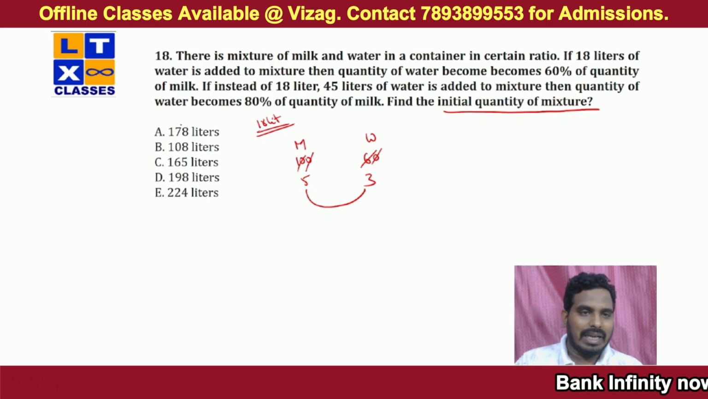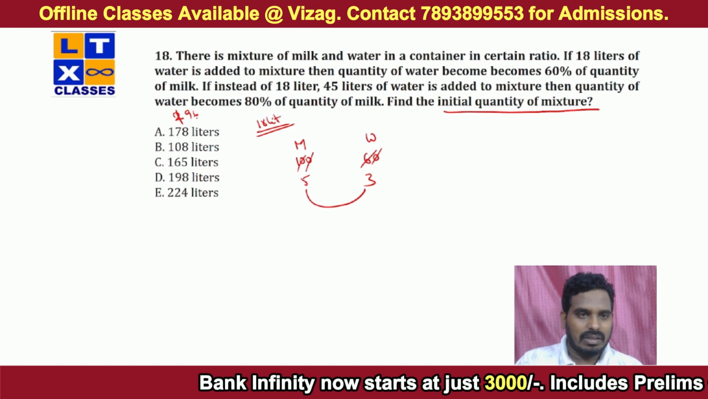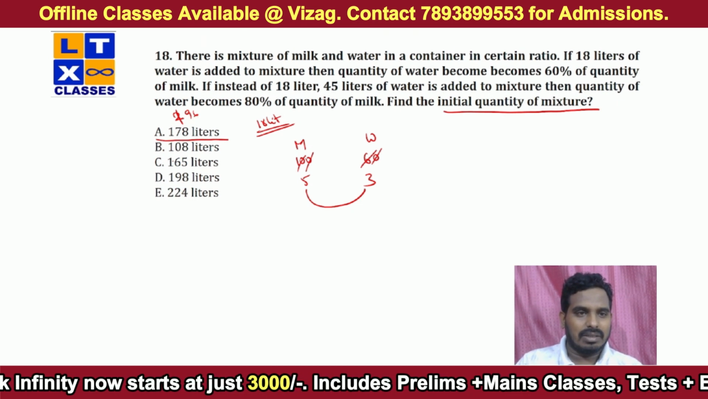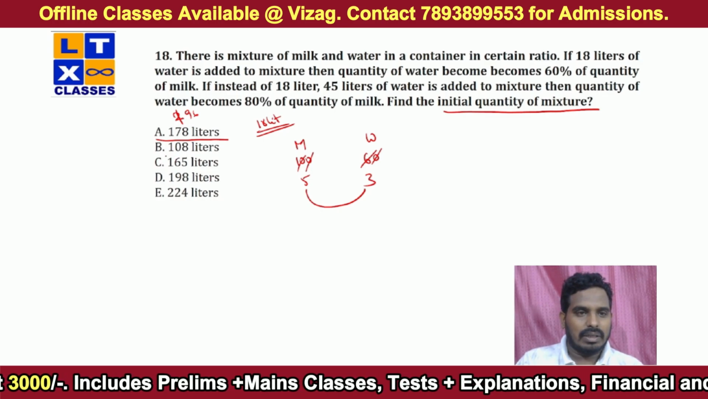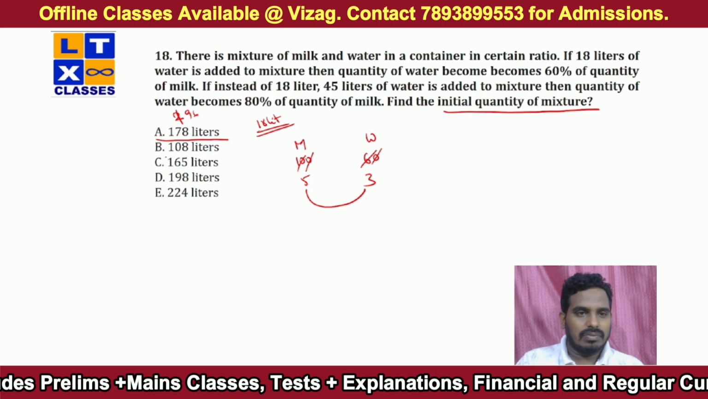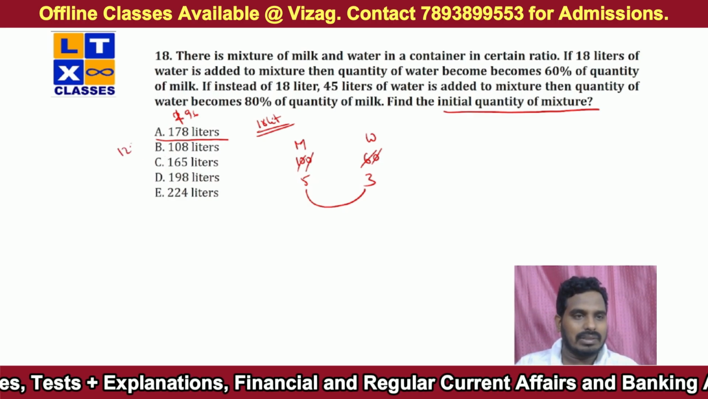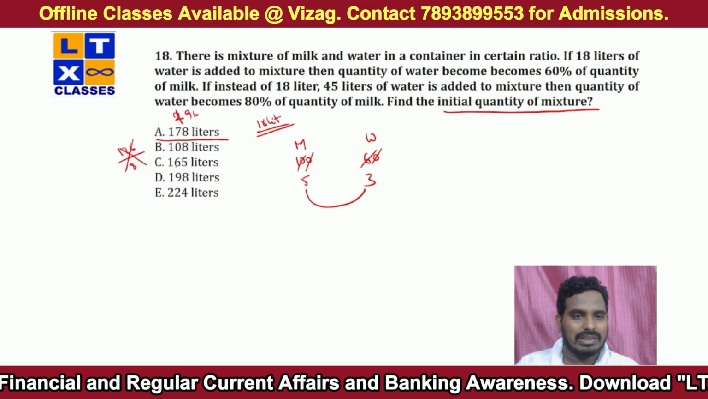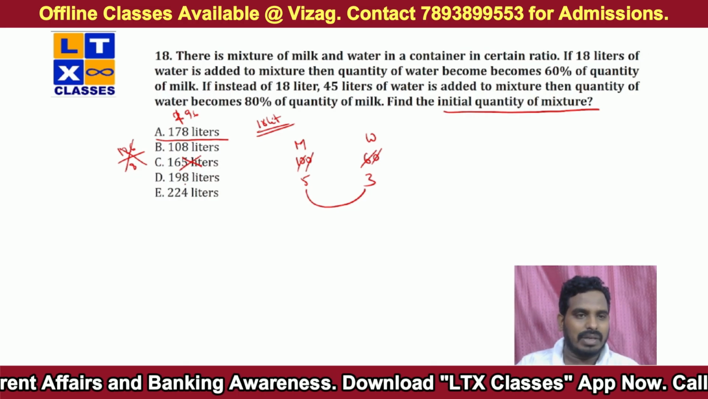So 178 plus 18, this is 196, right? Now, is it an 8 multiple? Yes, it is an 8 multiple. This might be the answer. Now, what about 108? 108 plus 18 is 126. Now, 126 by 8, this is not an 8 multiple. 165 plus 18, it will end up with 3, which is not an 8 multiple.